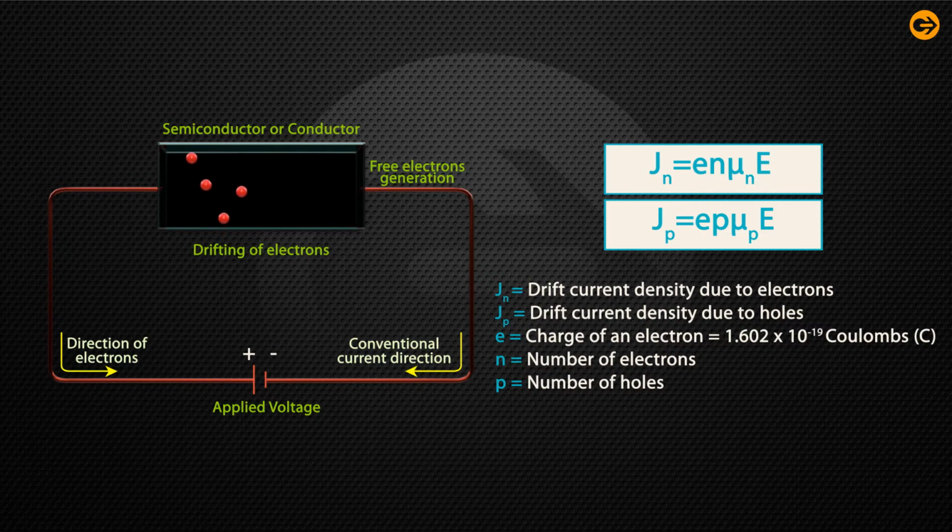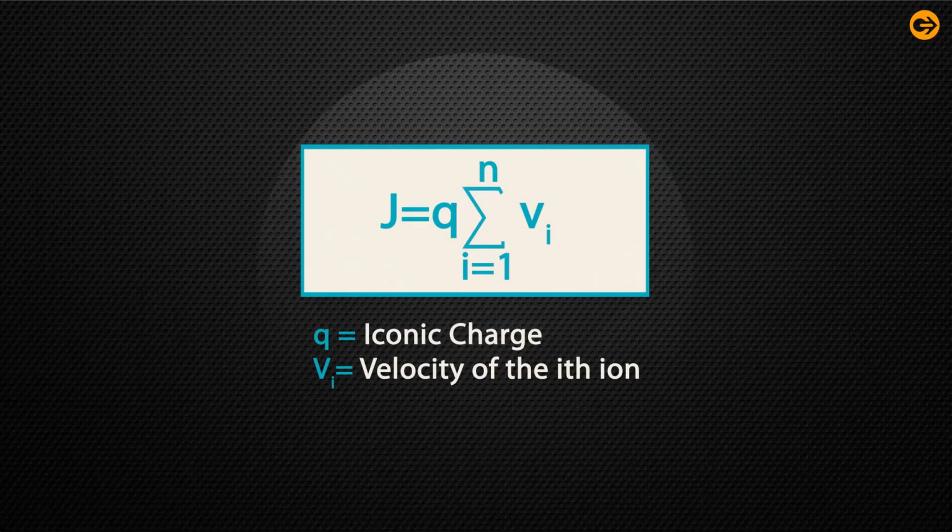Now, instead of considering the average drift velocity, if we consider the individual ion velocities, then we could write the drift current density as J is equal to Q times the summation of Vi, where i is equal to 1 to n, where Q is the ionic charge and Vi is the velocity of the ith ion.